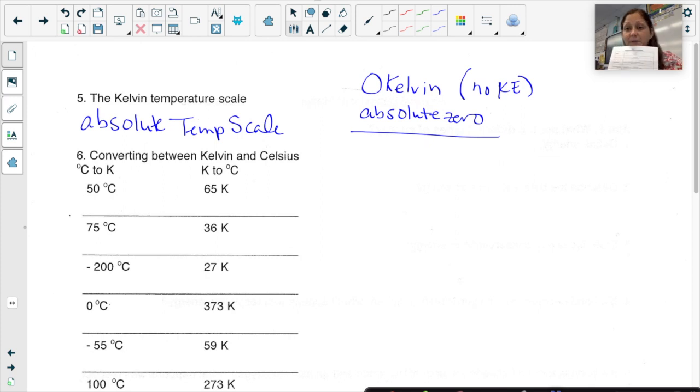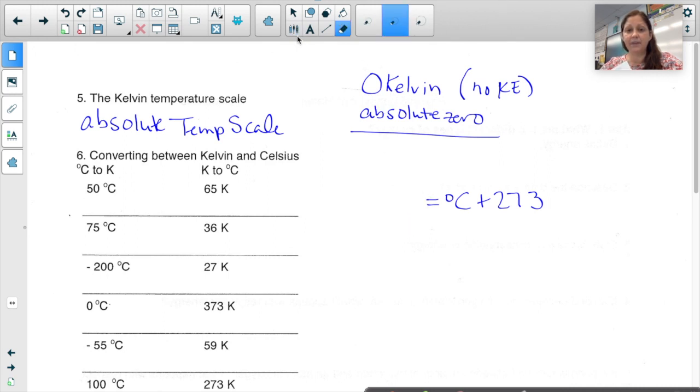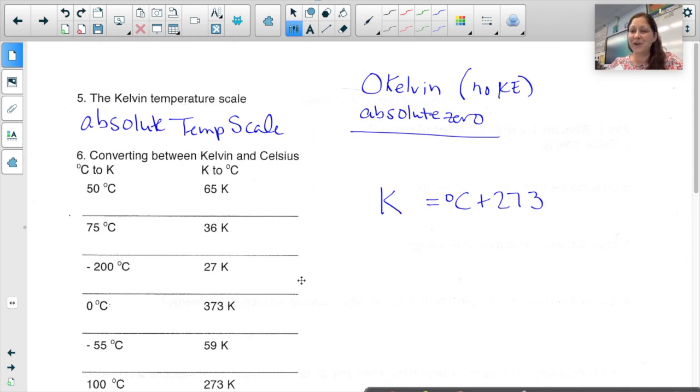Now, on table T, which is the very last table, we have a formula down at the bottom that says temperature, and it says K equals degrees C plus 273. The Kelvin temperature scale is just a shifting of the Celsius temperature scale so that at 0 kelvins you have that absolute zero temperature. So what we're going to practice, and you'll need to take out a calculator, is converting between the Celsius and the Kelvin temperature scales.